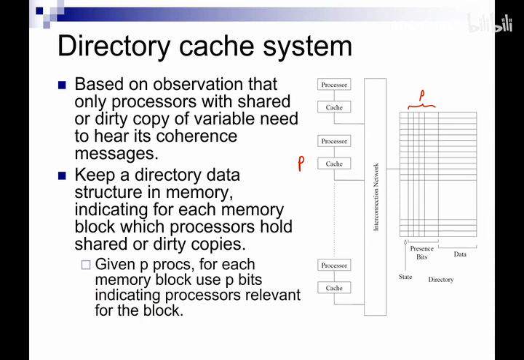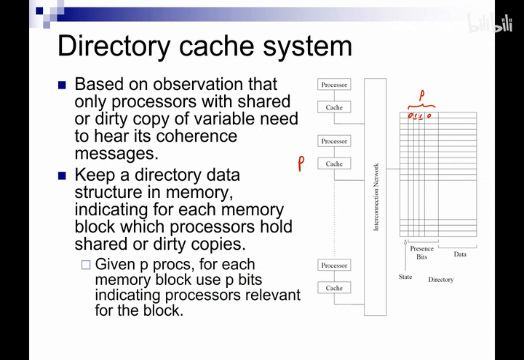The bit is simply indicating whether a particular processor has a copy of this variable in the shared or dirty state. So all of these values here are 0 or 1. If it's 0, then that means that this processor doesn't care about the variable because it doesn't have a copy of the variable. So when you change the variable, you only need to notify the processors that have their presence bit set, which implies that they have a shared copy of the variable.